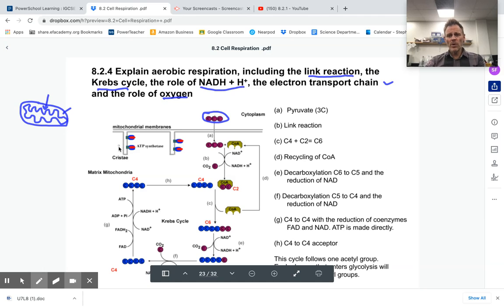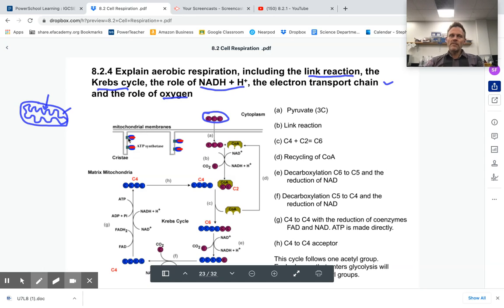So the whole goal of this Krebs cycle is basically to get hydrogen. Here's one here. There's another one down here. To get hydrogens into this intermembrane space, this space in the mitochondria, between the mitochondrial membranes.